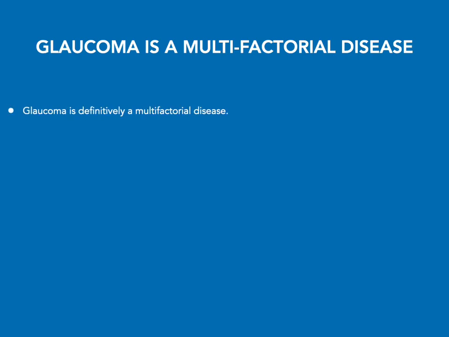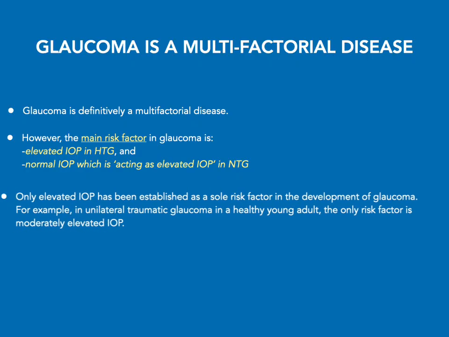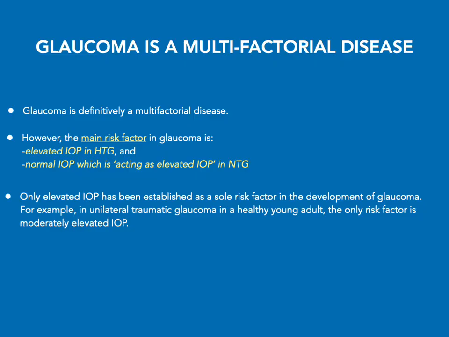Glaucoma is definitively a multifactorial disease. However, the main risk factor in glaucoma is elevated IOP in HTG, and normal IOP, which is acting as elevated IOP, in NTG. Only elevated IOP has been established as a sole risk factor in the development of glaucoma. For example, in unilateral traumatic glaucoma in a healthy young adult, the only risk factor is moderately elevated IOP. This confirms that even moderately elevated IOP acting alone can result in glaucoma.